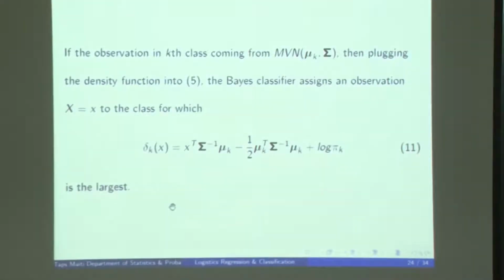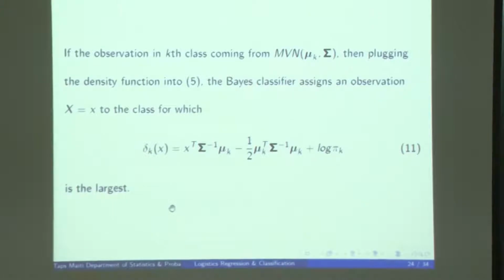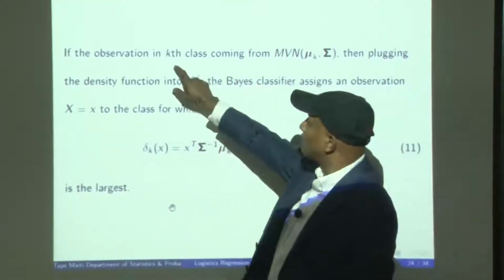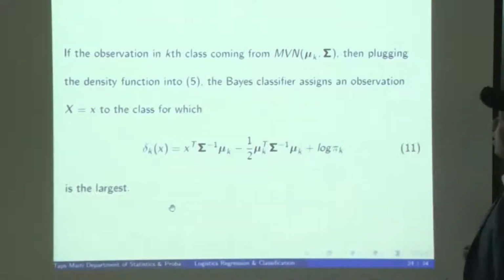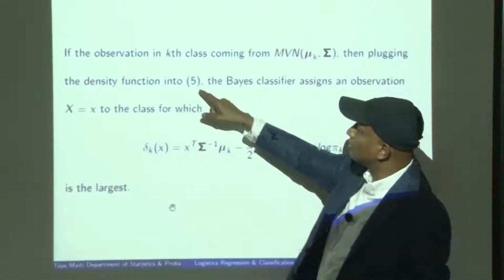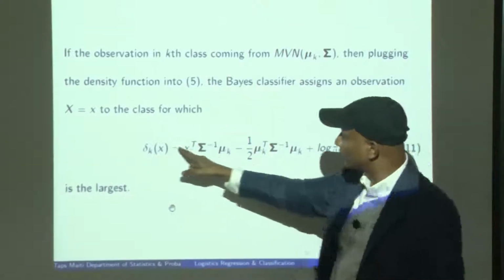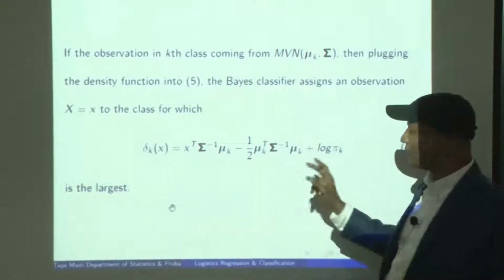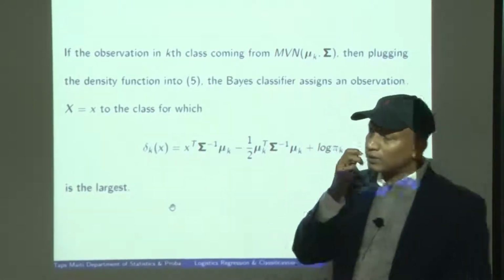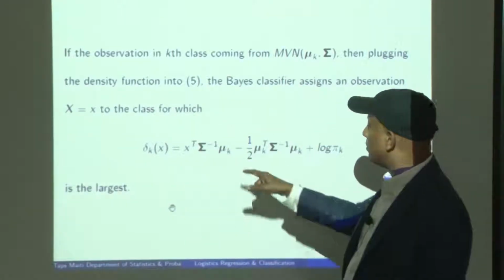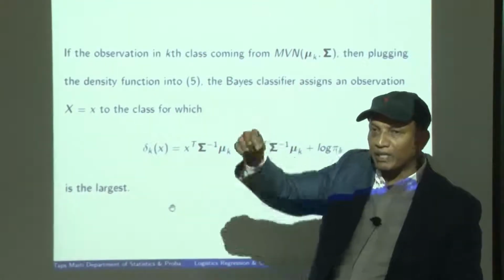Right? So then we repeat exactly the same exercise. If the observations in the kth class come from a multivariate normal, then plugging the density into 5, the Bayes classifier will take this form. You have to do some algebra, then you will get exactly this form. And what is this sigma? Sigma is the common covariance matrix for each class, and the mu k's are the different means.